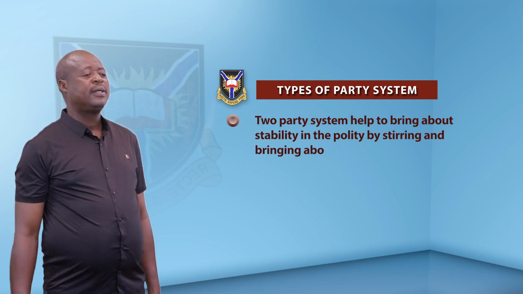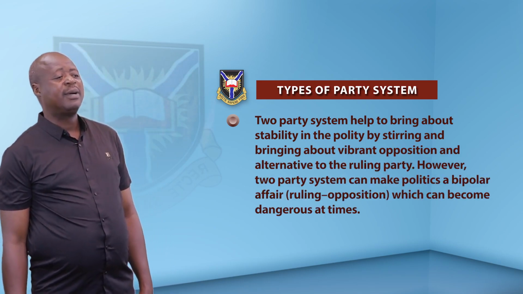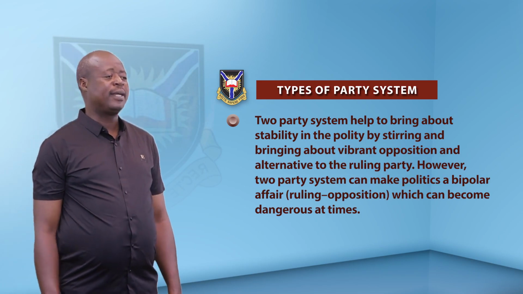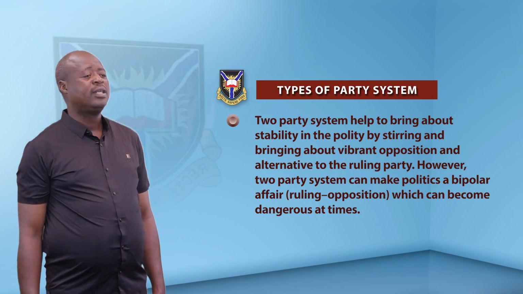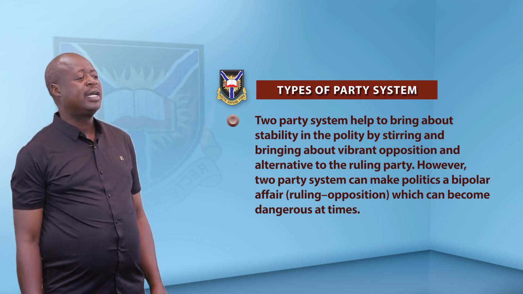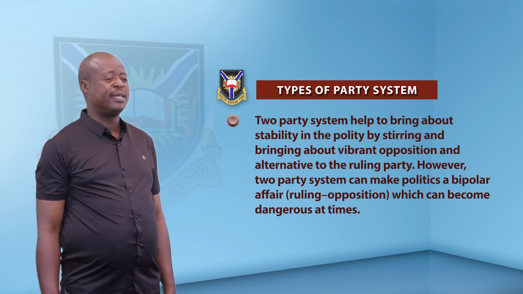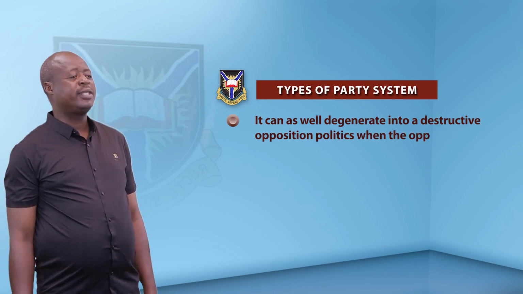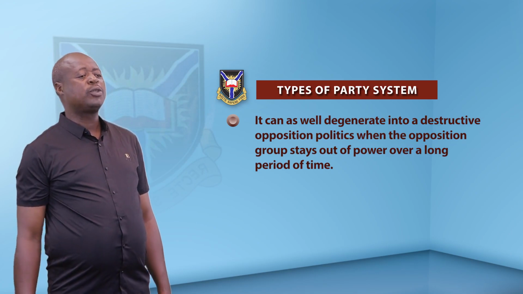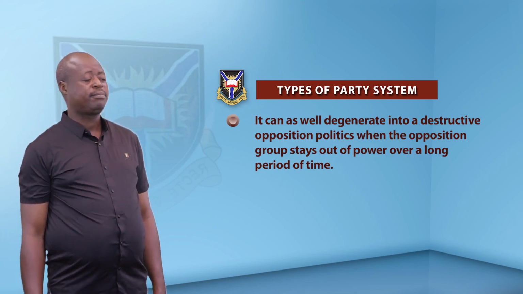Two-party system helps to bring about stability in the polity by bringing about vibrant opposition and alternative to the ruling party. However, two-party system can make politics a bipolar affair, ruling and opposition, which can become dangerous at times. It can as well degenerate into a destructive opposition politics when the opposition group stays out of power over a long period of time.